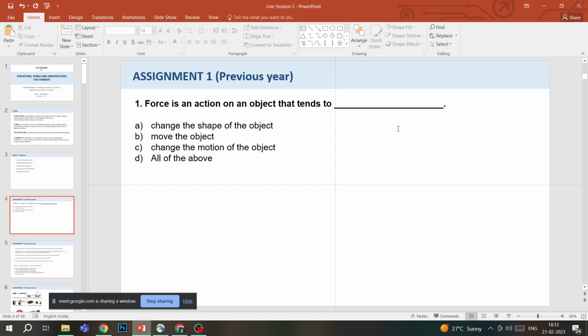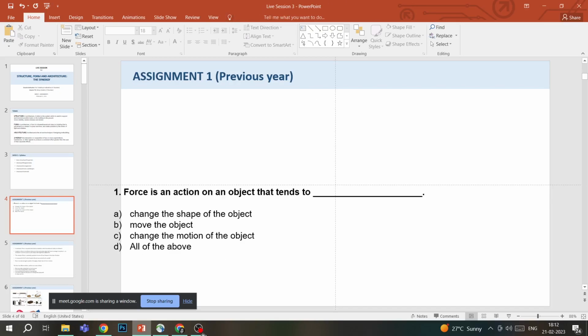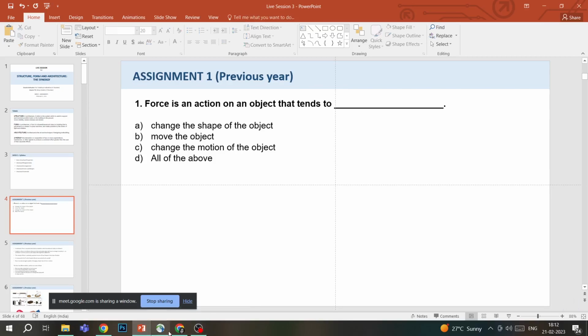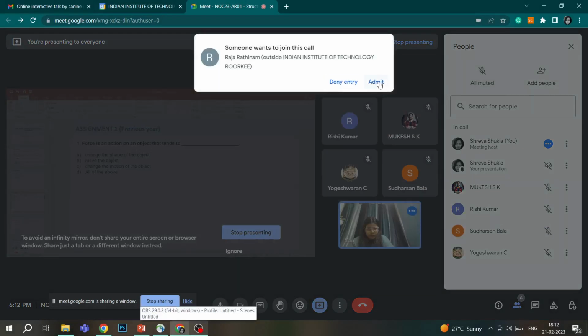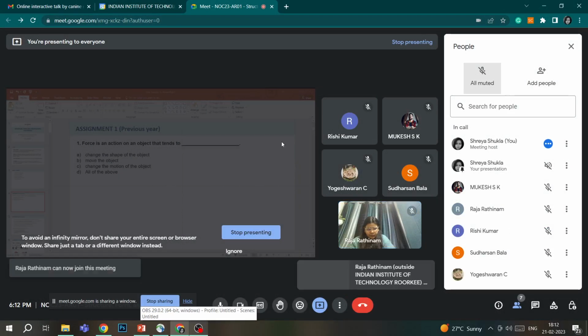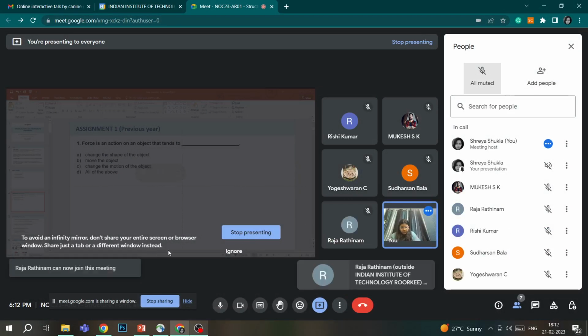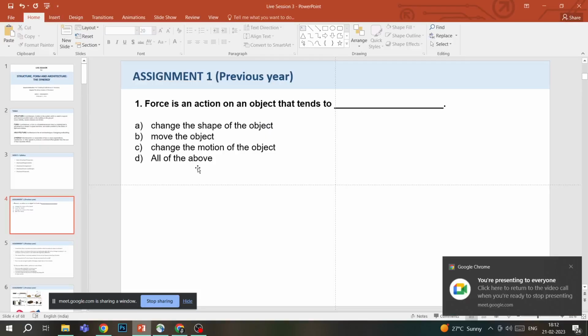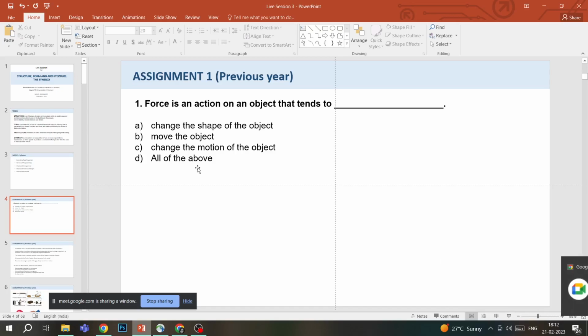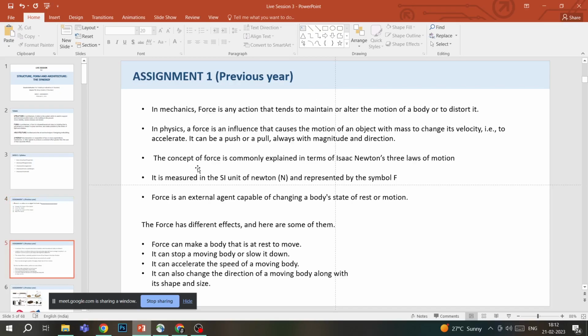So the first question is, force is an action on an object that tends to change the shape of the object, move the object, change the motion of the object, or all of the above.